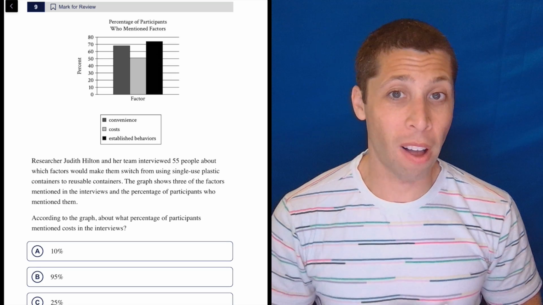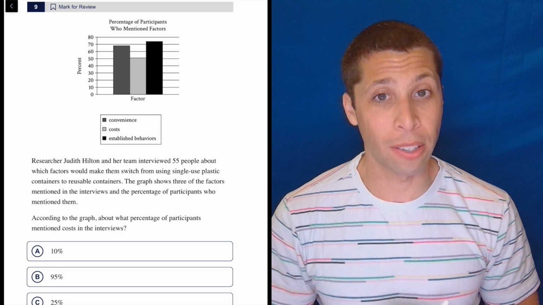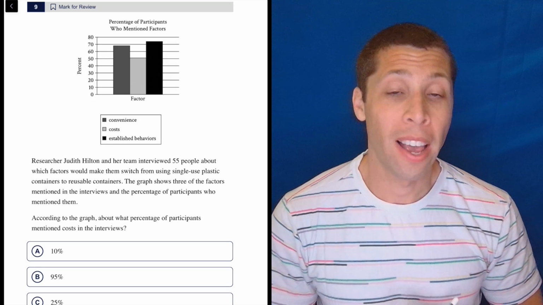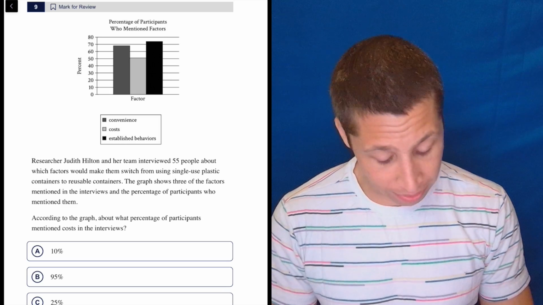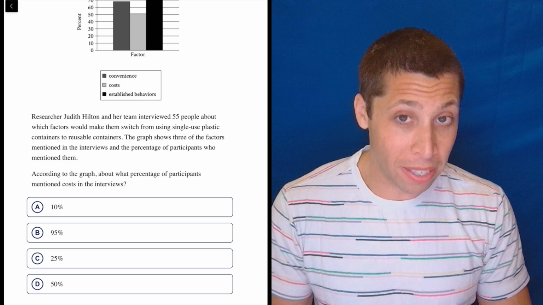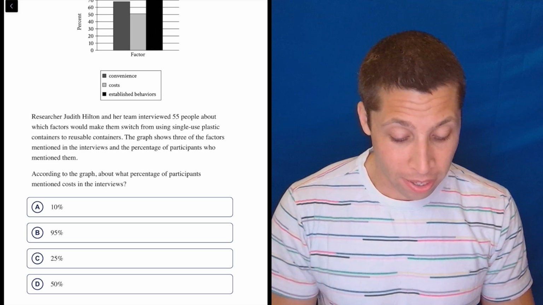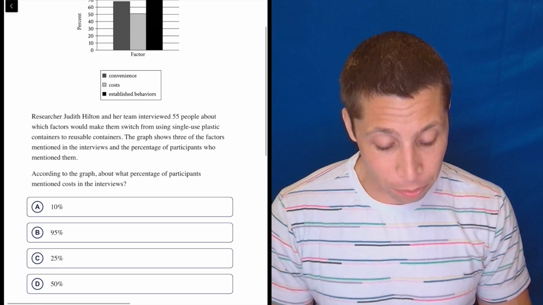Graph and chart questions on the easy module are going to be some of the easiest questions, the easiest passage questions that we'll see on the entire test. But if you're not in the easy module, you're not going to really see stuff like this. So I know it's going to be easy because look at the answer choices. They're just numbers. It's a graph. I probably don't even need to read the passage.